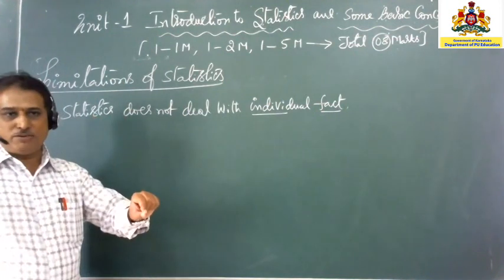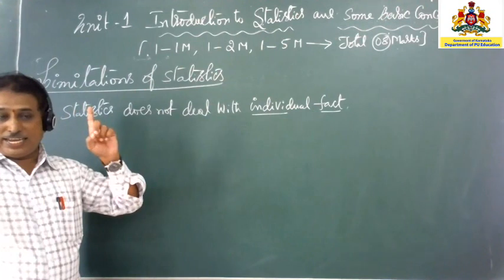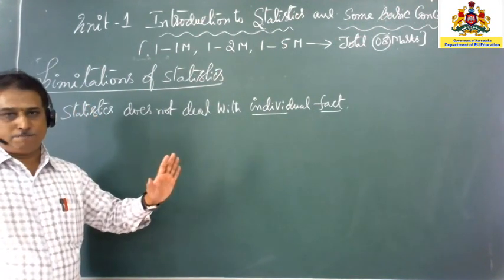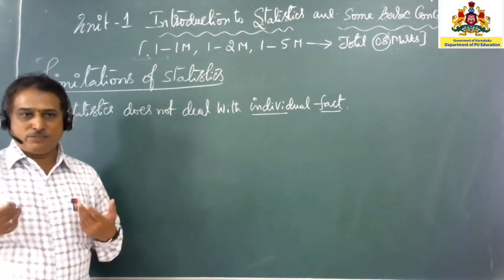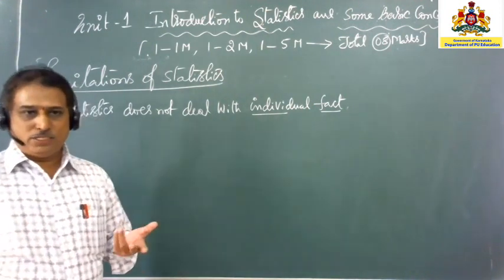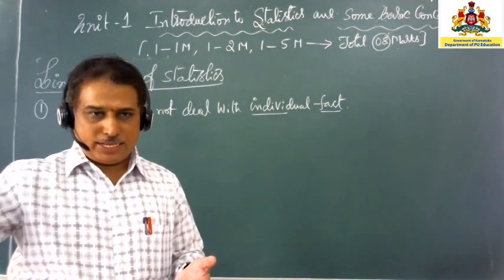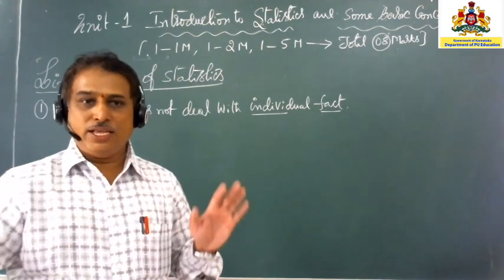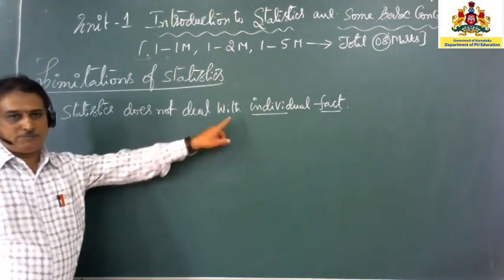If it is a single value, it is not at all statistics. That's why I told you, in the characteristics, statistics always refers to a group of data. If it is a single value, it is not statistics. For example, my height is 168 centimeters. Here I can't get any conclusion. Suppose if I collected 5, 6 students' heights, afterwards I will take the average. I will compare their height and my height, like that I can do. If it is a single value, it is not statistics.